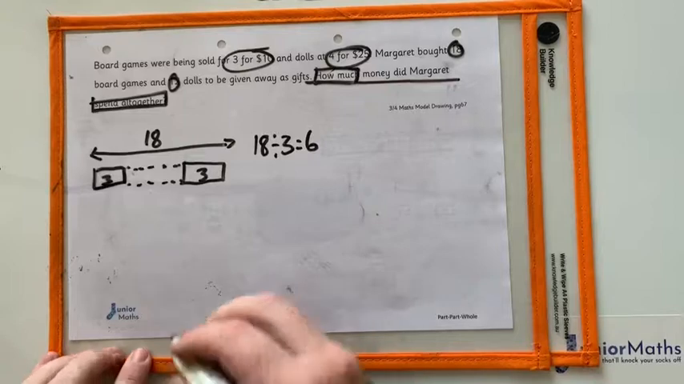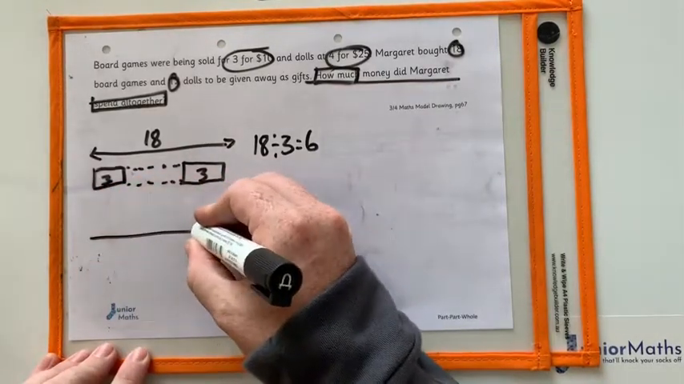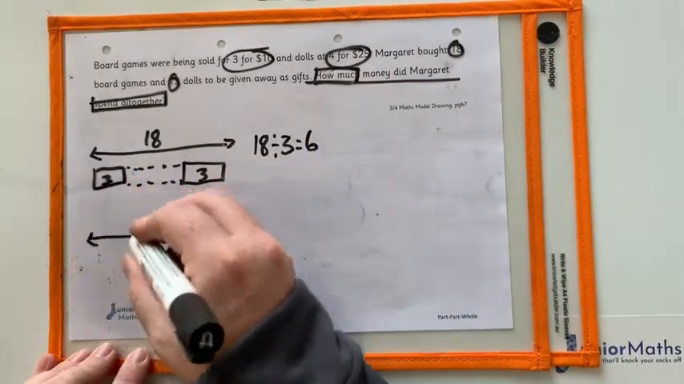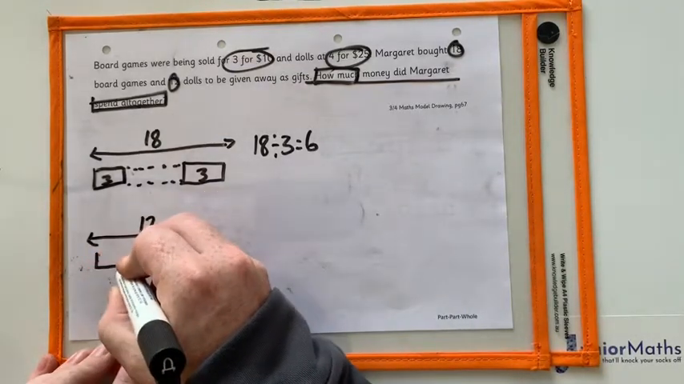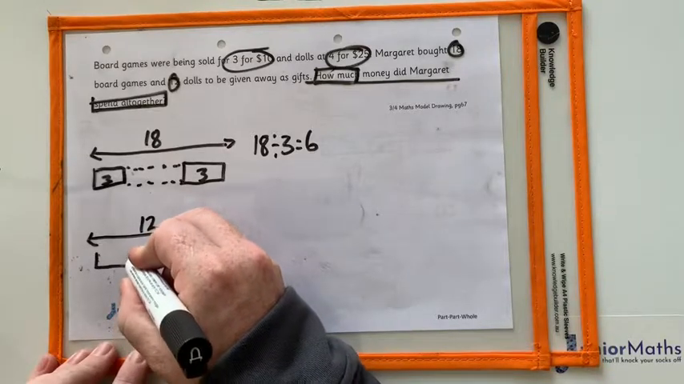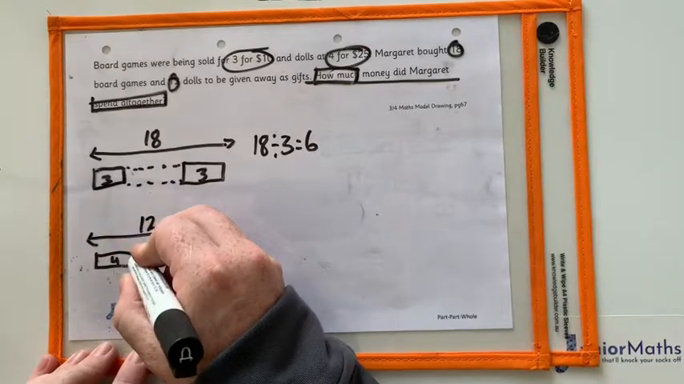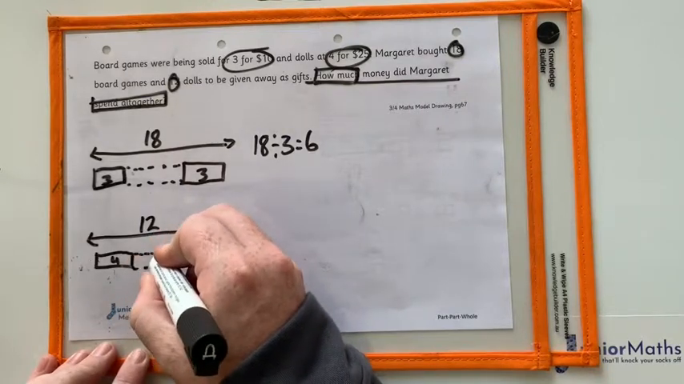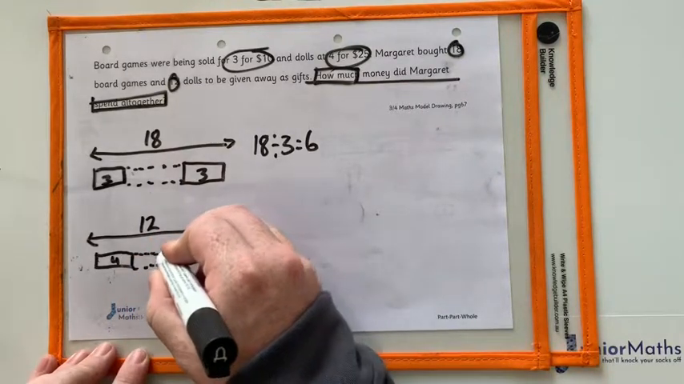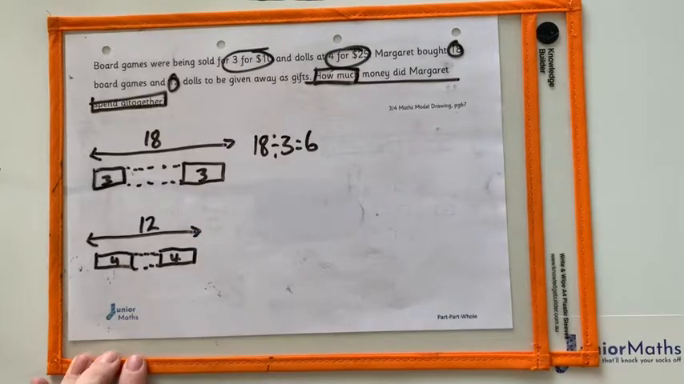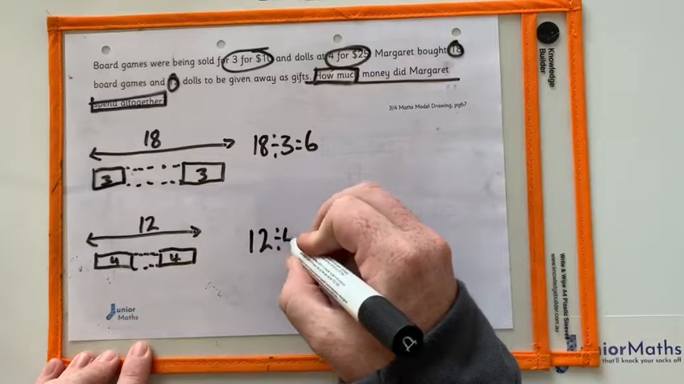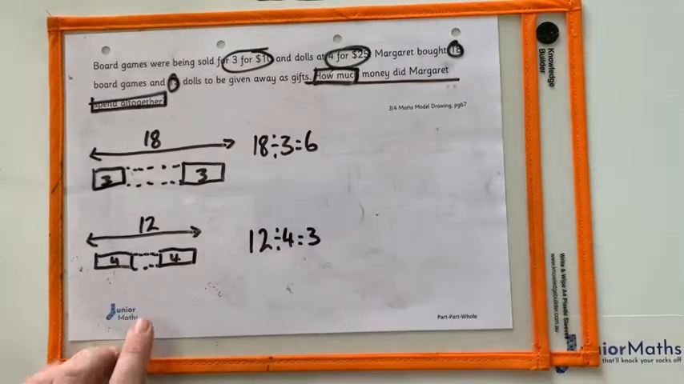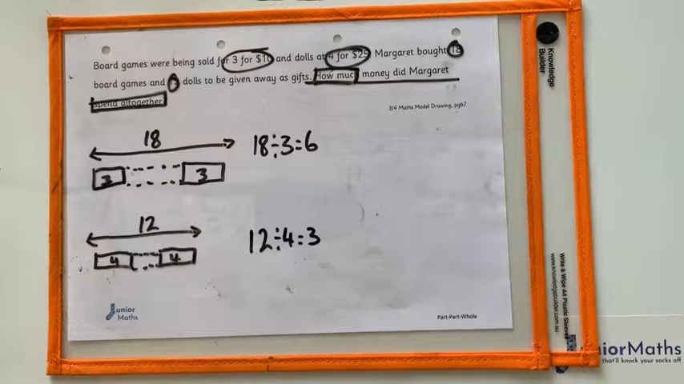Similarly with the dolls. She bought 12 dolls. The dolls came in lots of 4. Okay, so 12 divided by 4 equals 3. So she would have had to buy 3 lots of the dolls.